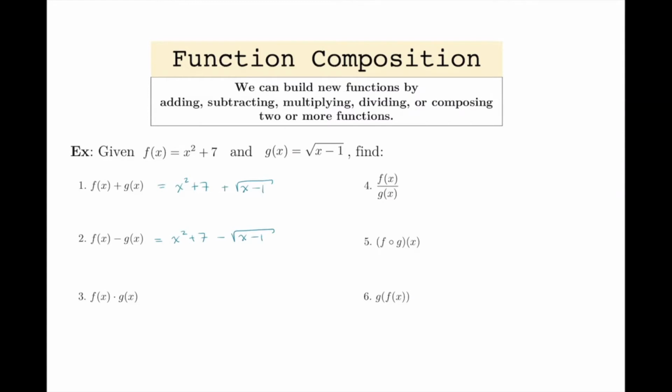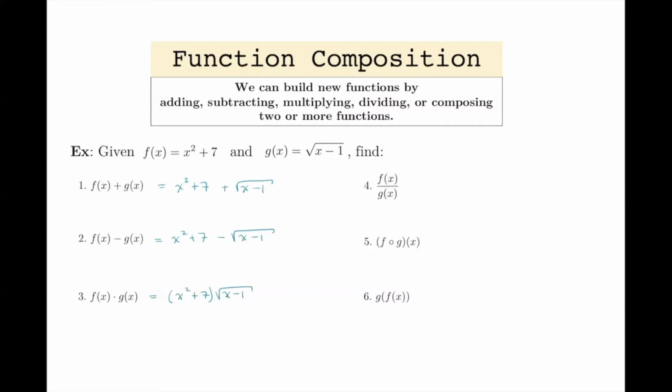In example 3, we have f of x times g of x. Again, that is just like it sounds. We will just take f of x, x squared plus 7, and multiply it by g of x, the square root of x minus 1. Nothing really to do here to simplify, so we can leave it just like this.